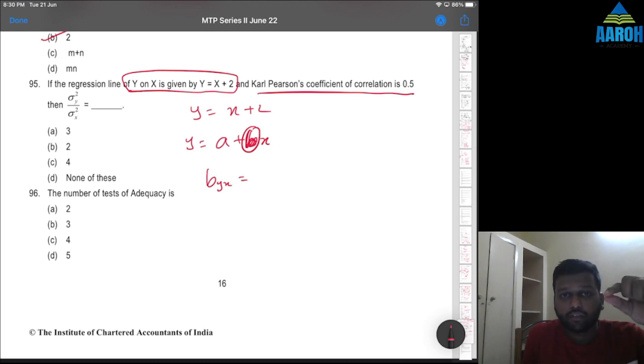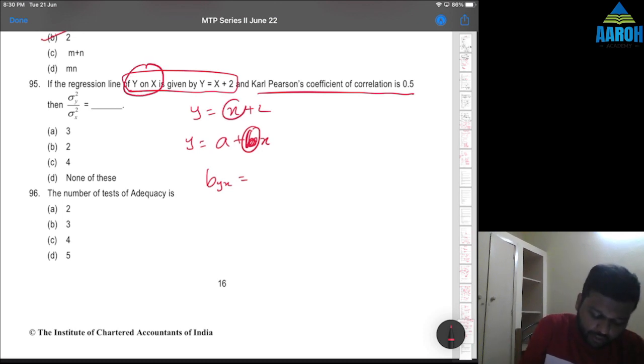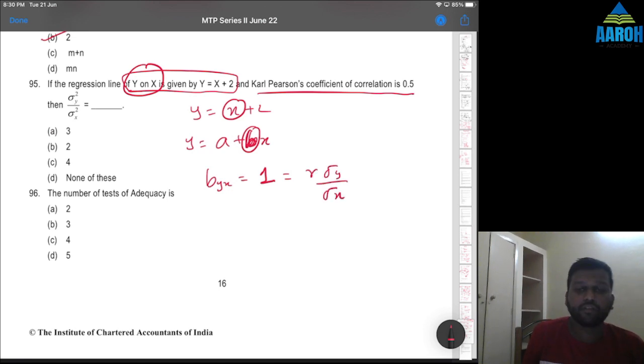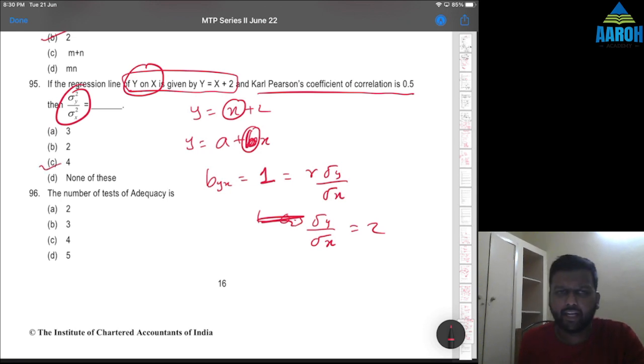Understand first that b is b_yx, because it is the regression line of y on x. So that b is going to be 1, there is nothing with x. So b_yx is 1. Now we can use the formula of b_yx directly, which is r sigma y upon sigma x. R is also given. So 1 is equal to 0.5 into sigma y upon sigma x. So sigma y upon sigma x is equal to 1 by 0.5, which is 2. We want the square of this, which is 4. Option C is the correct answer for 95.